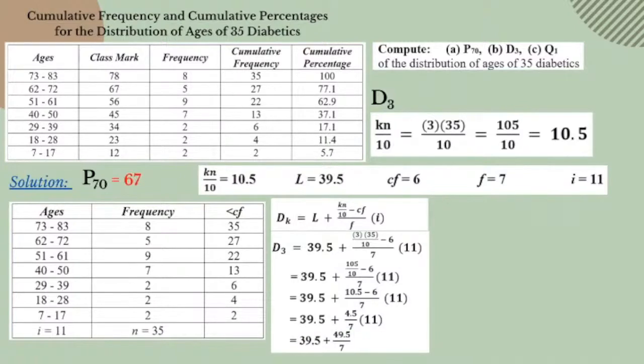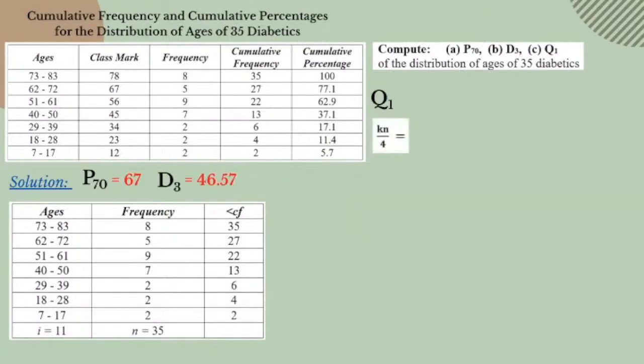39.5 plus 49.5 divided by 7. 39.5 plus 7.07 will give you an answer of 46.57. Therefore, D sub 3 is equal to 46.57. The quartiles are also computed in the same way as the percentiles and deciles.